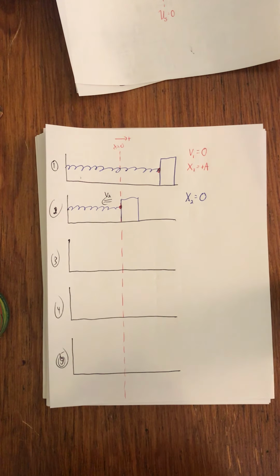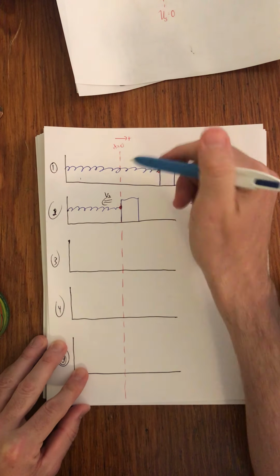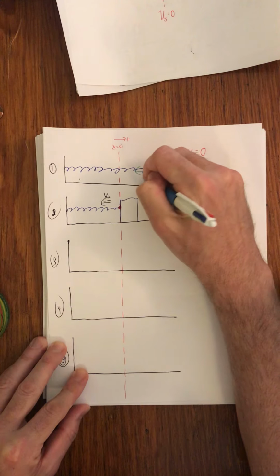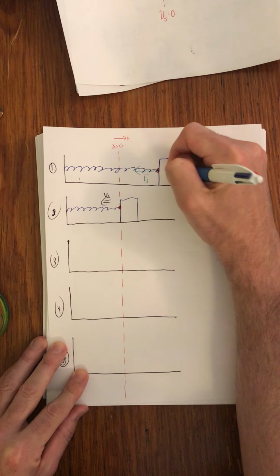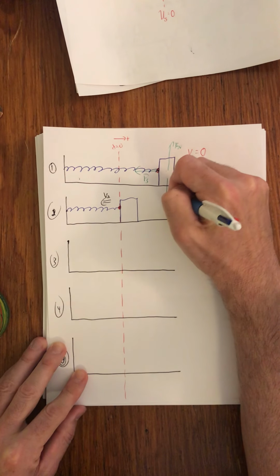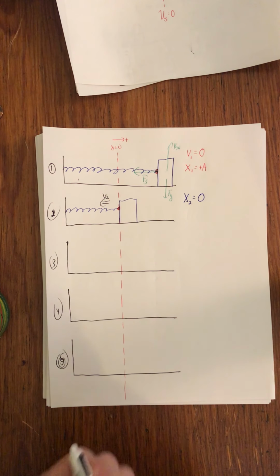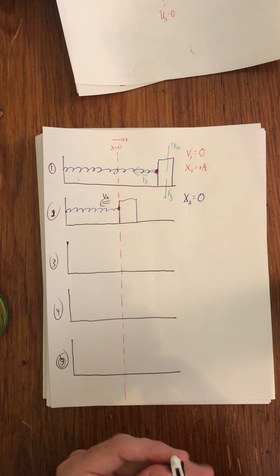Well, at position 1, in terms of forces, if I draw a free body diagram for this, I've got the spring force acting like that, I've got the normal force acting up, and I've got gravity acting down. Now, I don't particularly care about these forces, but I said free body diagram, so I wanted a complete free body diagram.